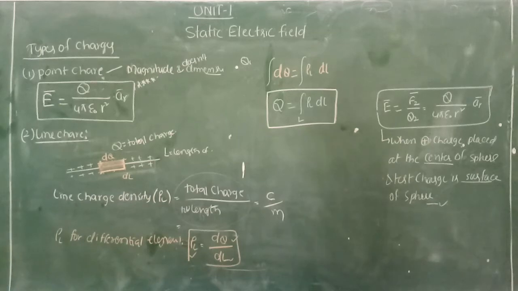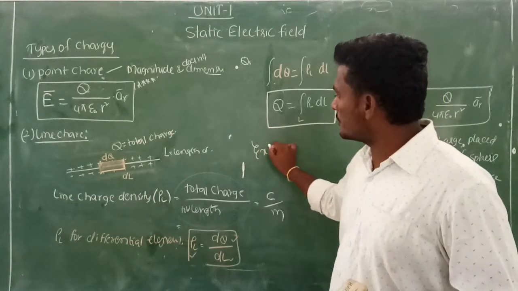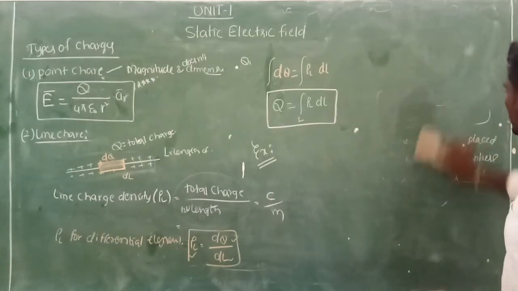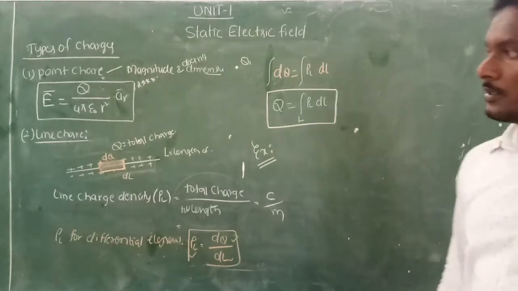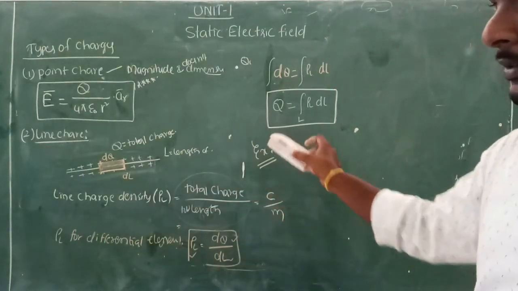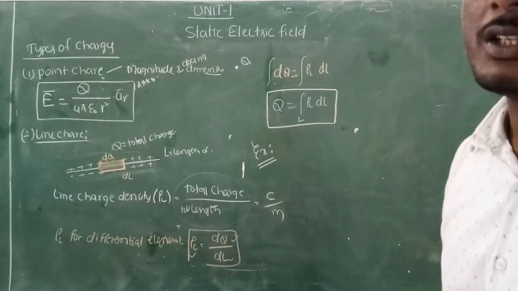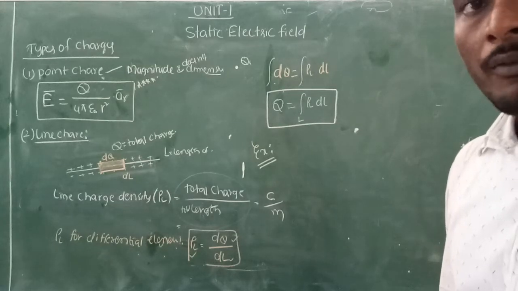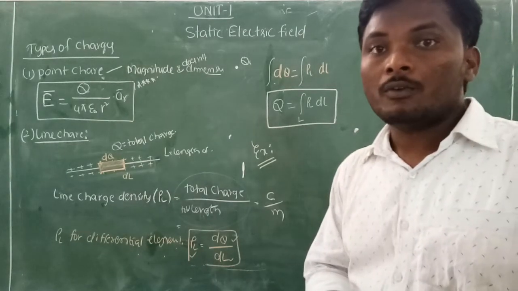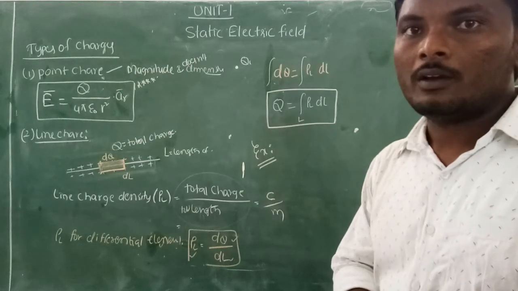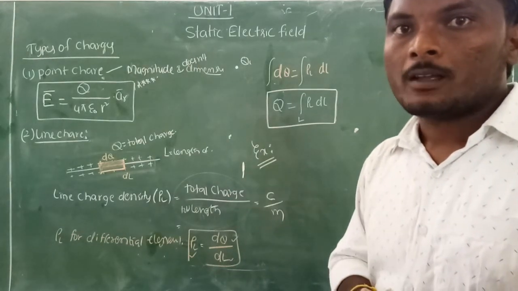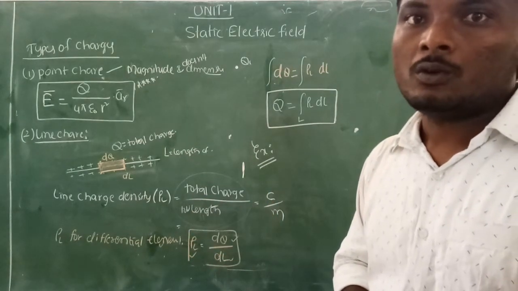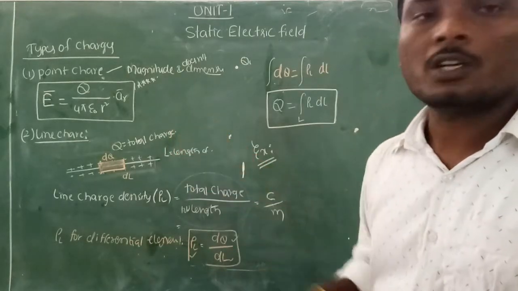Tell me, what is a practical example of this line charge? What is the definition of line charge? If the charge is uniformly distributed along a line like this, such a charge is called a line charge. Can you tell me a practical example of line charge? Have you heard of CRO, the cathode ray oscilloscope? What is the main component of a CRT, the cathode ray tube? It functions based on line charge only.